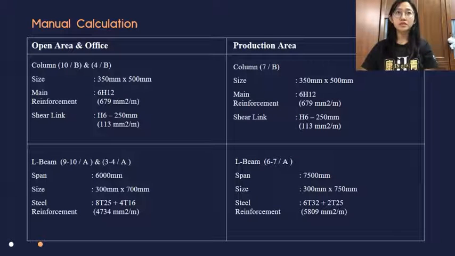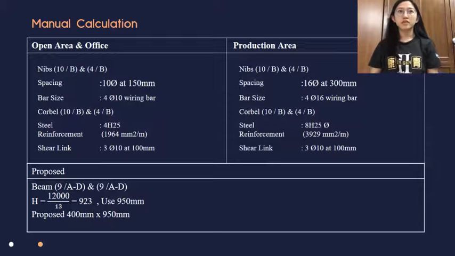Here also shows the size, main reinforcement, shearing of our proposed column and also L-beam. Here shows the calculation of nips and corbel for both open area and production area. And also there are specific beams, which are 9 AD and 11 AD, that are used for bracing the column only and will not withstand any load. So they will only be proposed but not designed, and the proposed size is 400 mm times 950 mm.